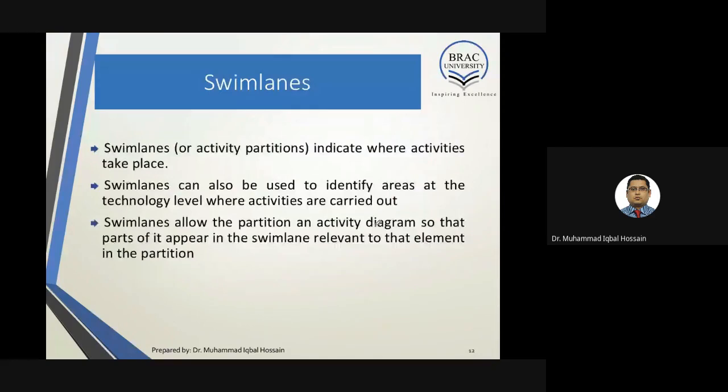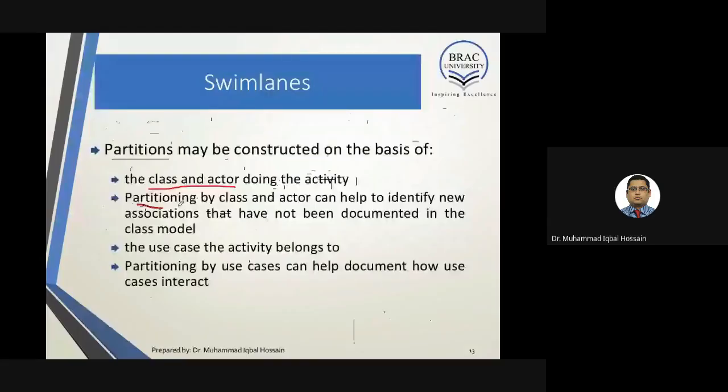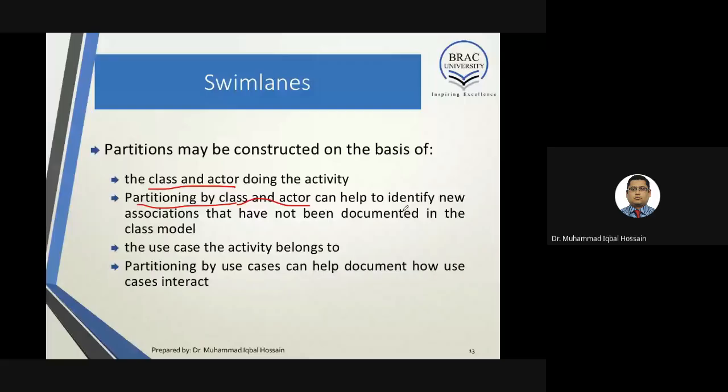If I go back here, what is a swim lane? It means the diagram is partitioned by classes or actors, so that we can identify new associations that might not be documented in the class model. In a swim lane, we prepare the swim lanes, then identify the classes or actors and rearrange the actions to the respective classes or actors.